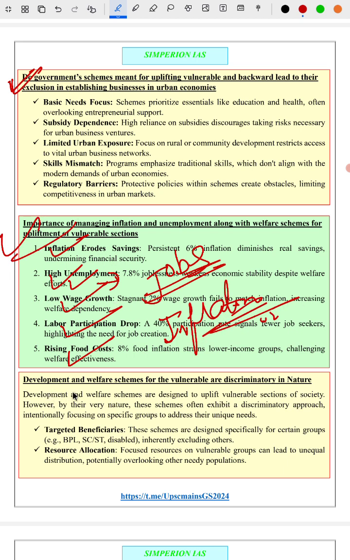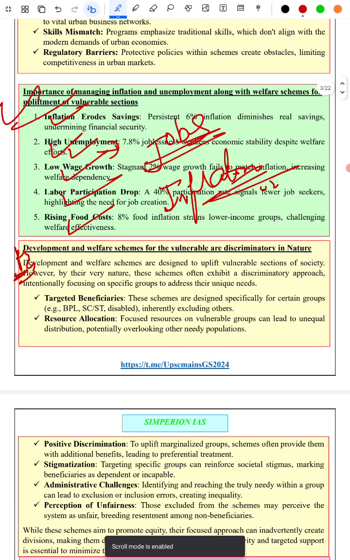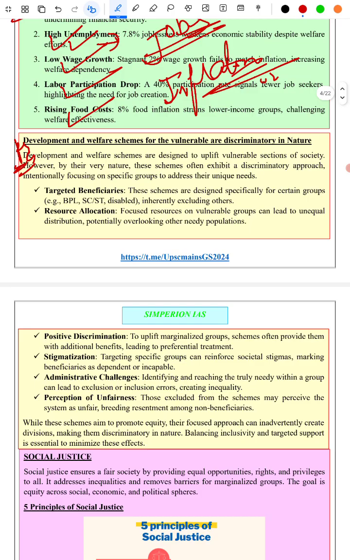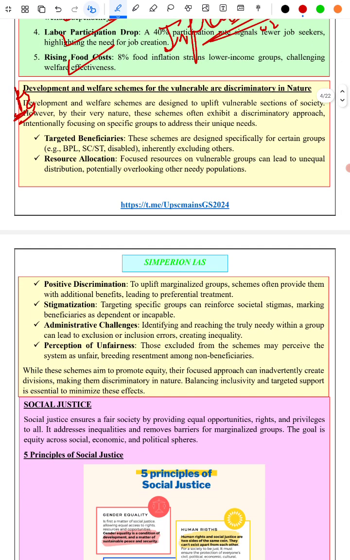Next, development and welfare schemes for vulnerable sections are discriminatory in nature. Again a PYQ question. Sometimes the schemes meant for development and welfare of vulnerable sections are themselves discriminatory in nature. Again we have covered that.